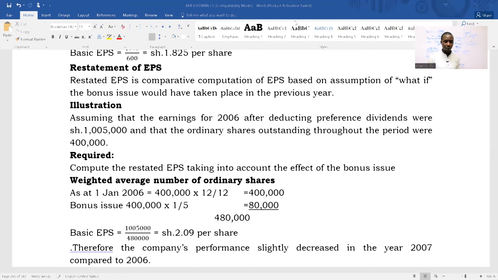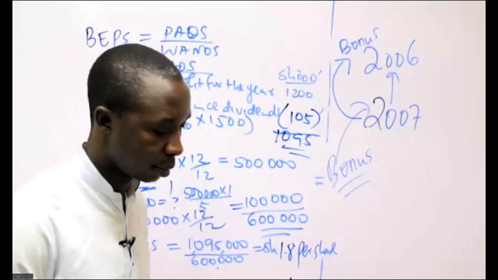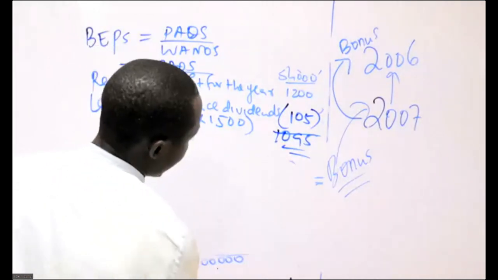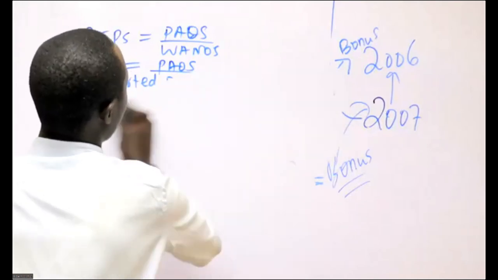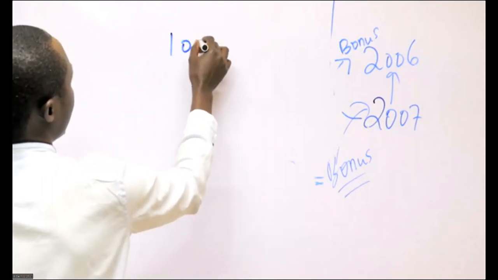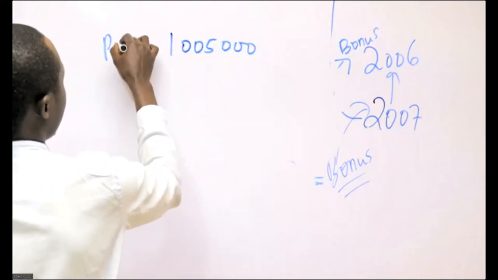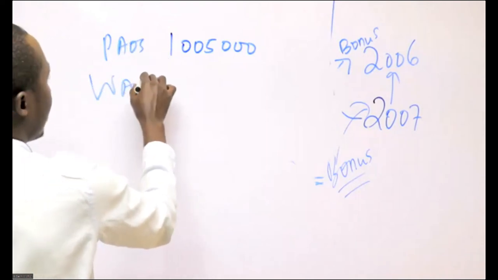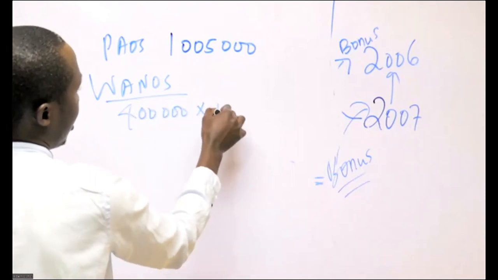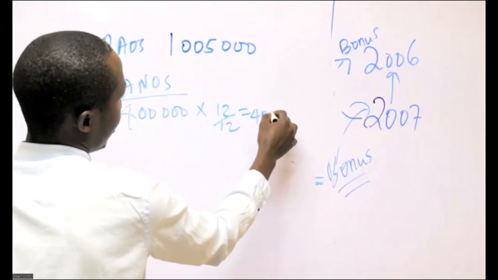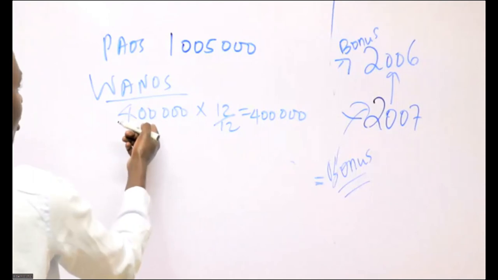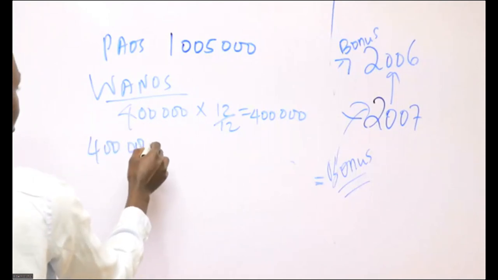So what can you comment about the performance of that entity? We were having 1.8 and there we have 2.09. So that is after you have 1,005,000 being your PAUSE. Then in the determination of one-offs, our shares were 400,000, outstanding for 12 months. Then you assume that the bonus is in this year 2006. You say 400 times 1 over 5.